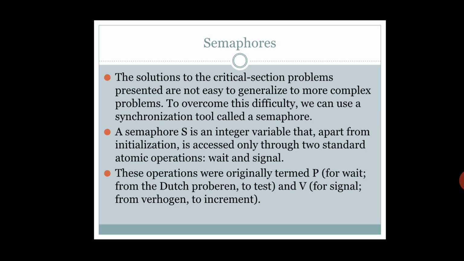These operations were originally termed P and V. P is for testing and V is for incrementing. These are just variable names. If you are good with programming, you will know why you give names to variables while writing a program for any particular solution or problem, or for developing applications. You know the importance of variables, and you give names to those variables for some operations, isn't it?